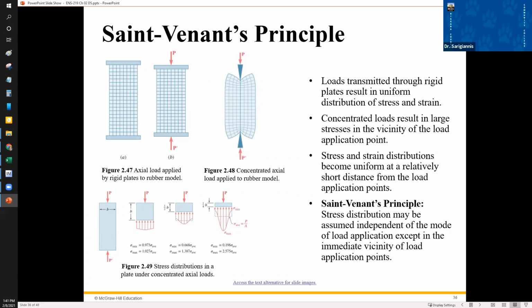All right, let's look at Saint Venant's principle. He's French, so I can't pronounce it because I always screw up. I don't know which is silent and which is not. And is it Saint Venant? I have no idea.